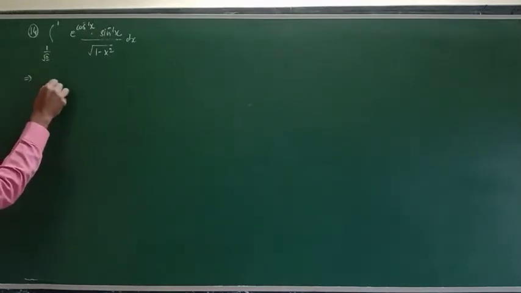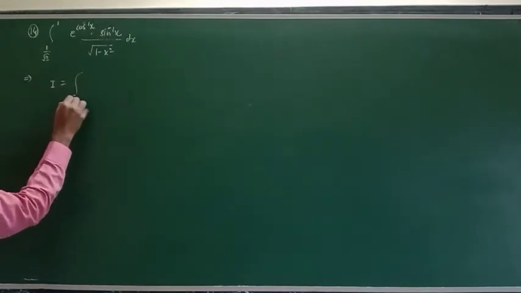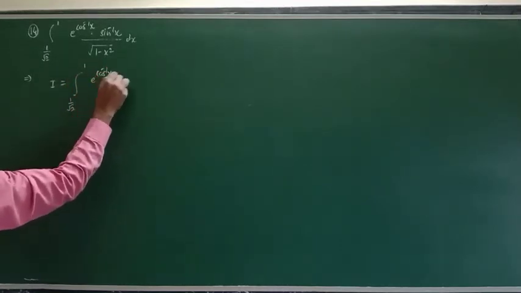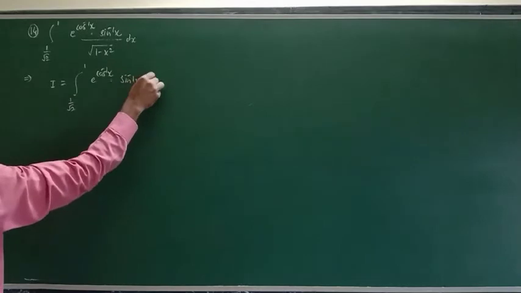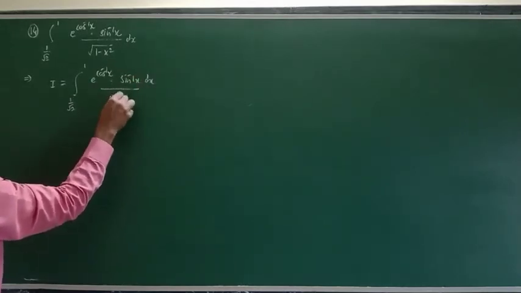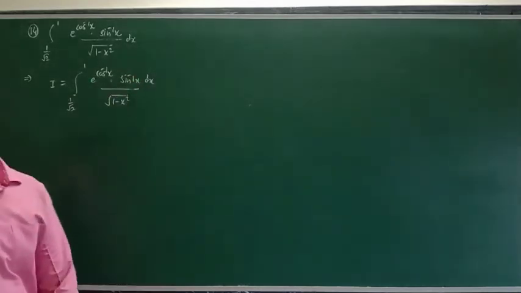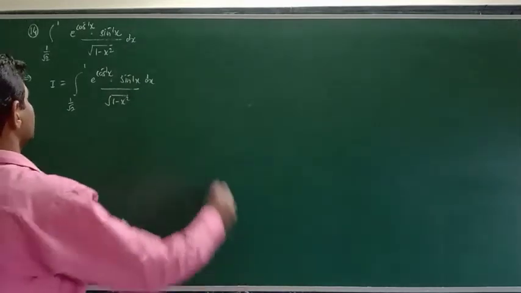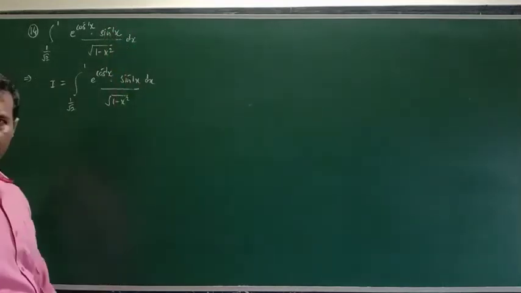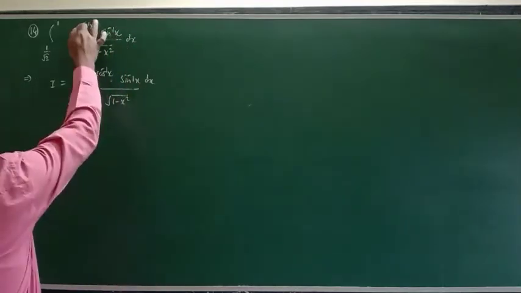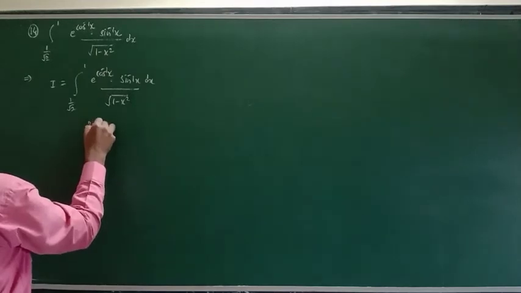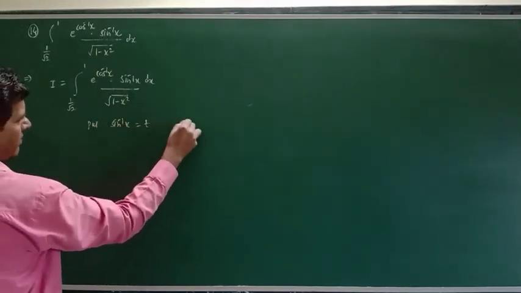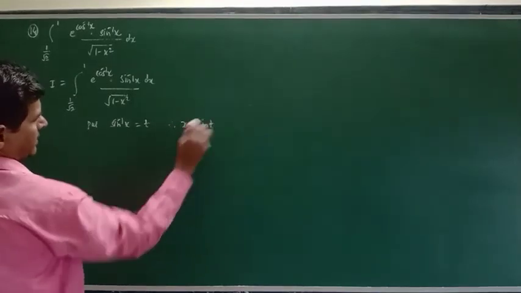So I write it as I is equal to 1 upon root 2 to 1 e raised to cos inverse x into sin inverse x dx upon root 1 minus x square. If we use the substitution sin inverse x is equal to t, then you have to calculate the value of cos inverse x. Okay, I use the substitution. Put sin inverse x is equal to t, therefore x is equal to sin t.